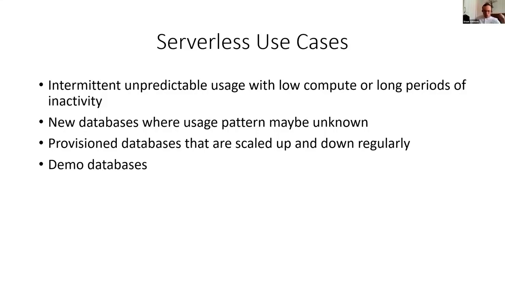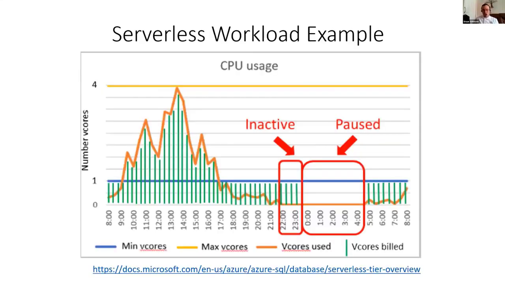So I've talked about a lot of the features of serverless, but sometimes a picture helps. This picture is an example of a typical serverless workload. In this example, the minimum and maximum number of vCores has been set to 1 and 4, illustrated by the blue line next to the 1 and the yellow line next to the 4.